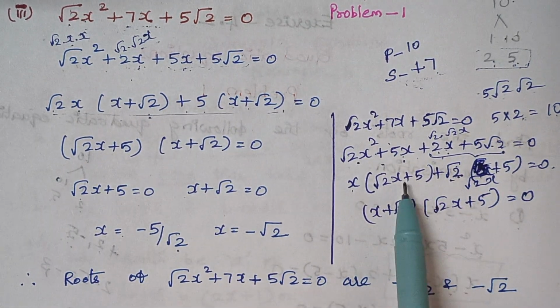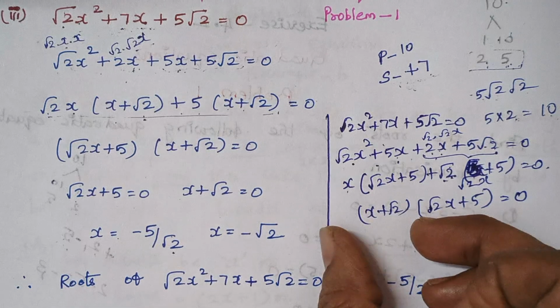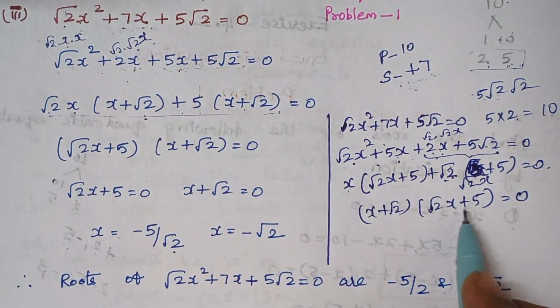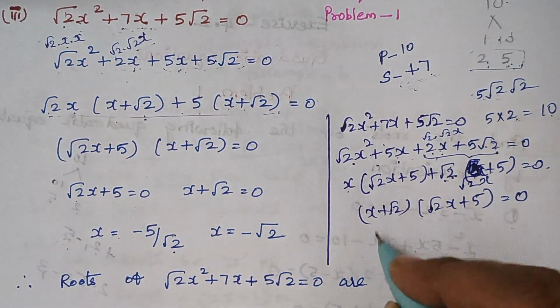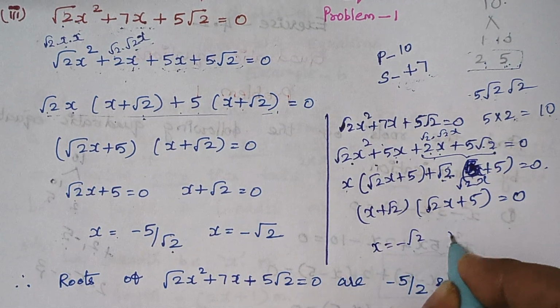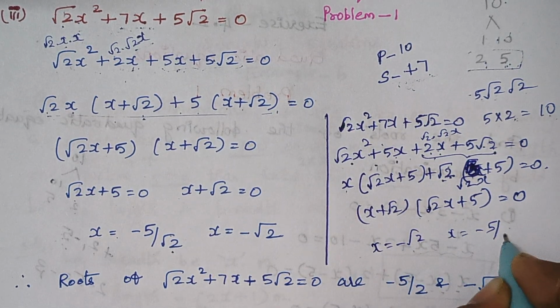So again, when you take this root 2x plus 5 out as common, the remaining terms are x plus root 2. So again we are ending up with the same answer. So you can solve by any way.